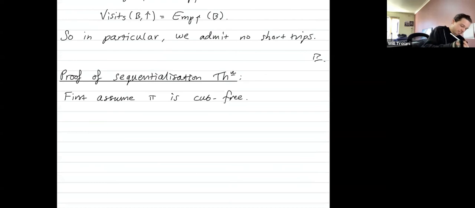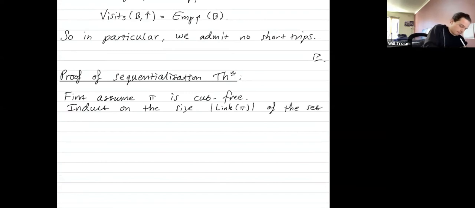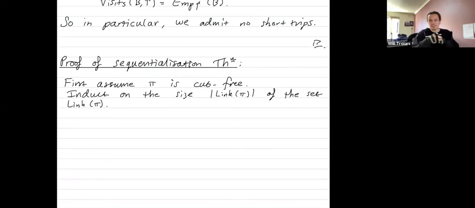So pi is our proof structure that satisfies the long trip condition. Assume that pi is cut free. Then we're going to induct on the size of the following set, which is just the number of tensor and par links inside pi. Say there are none of these, then pi only consists of axiom links, and since it's cut free, it's a single axiom link.